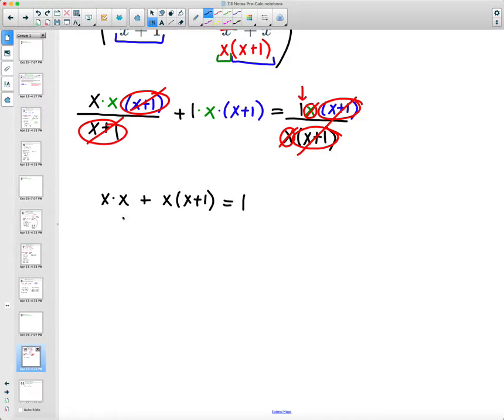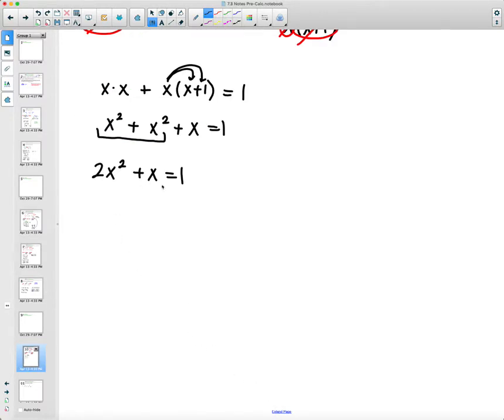So now go ahead and simplify. So x times x is x squared. Distribute this x in. So x times x is x squared, x times 1 is just x, and then we have equals 1. Can combine your like terms here. So we get 2x squared plus x equals 1. Then since we have a quadratic, we want to get everything to the one side to equal 0. So we're going to subtract 1 to both sides. So we have 2x squared plus x minus 1 equals 0.